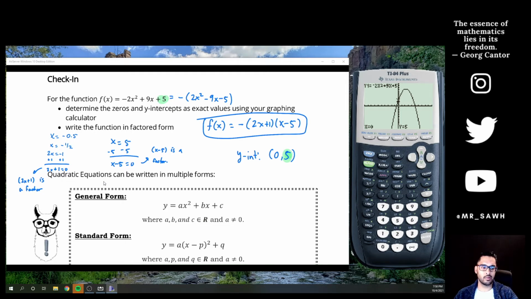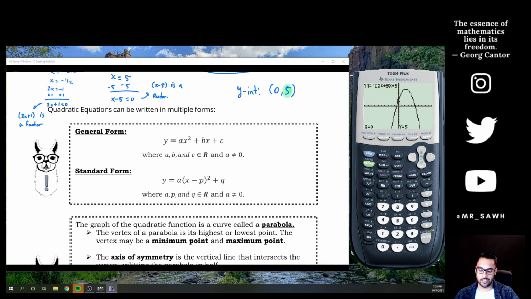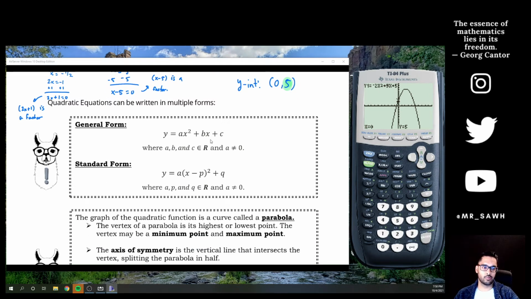Okay, quadratic equations are going to be written in multiple forms. There's two that are really going to be important for us. One of which is called general form, which really looks like the polynomials you saw a lot of in Math 10, the ones you can factor. But then we're going to talk about a new form, which is called standard form, which will tell you a lot more about this parabola, about this quadratic.